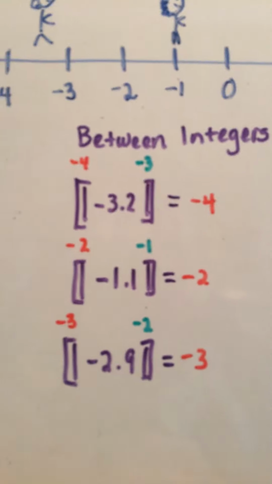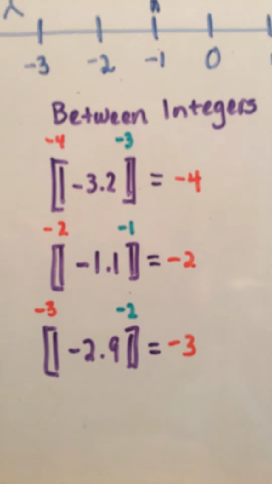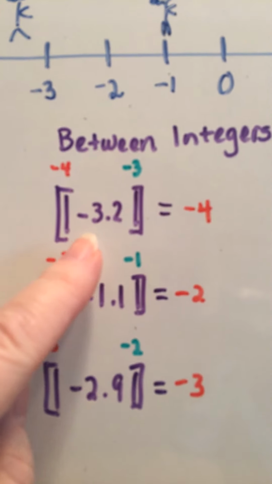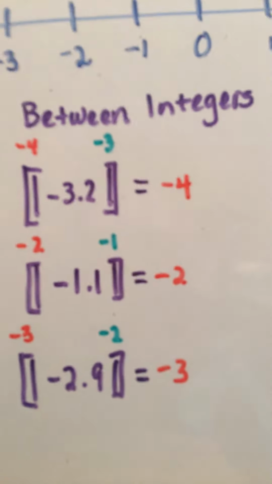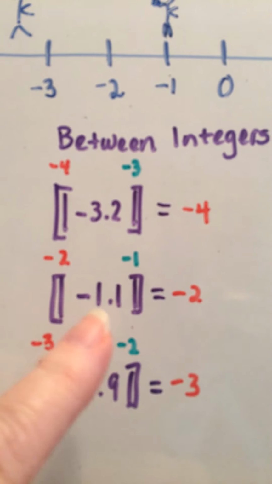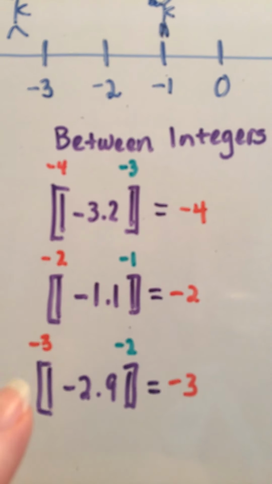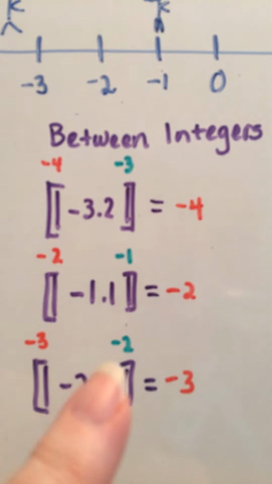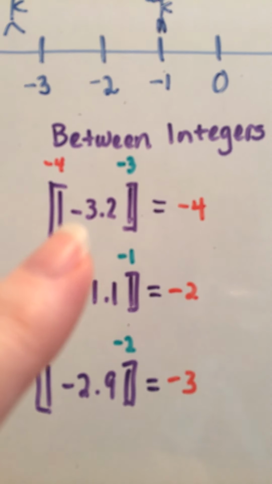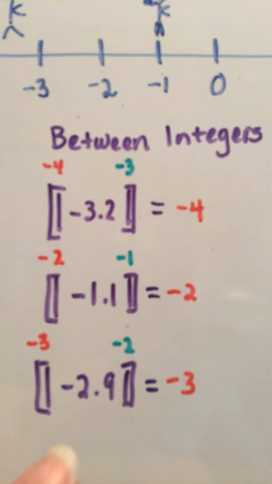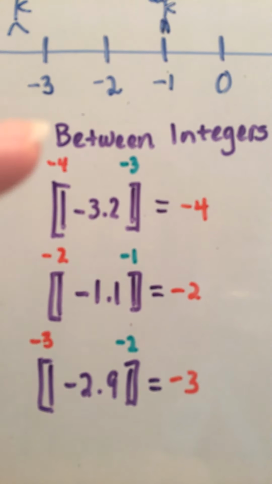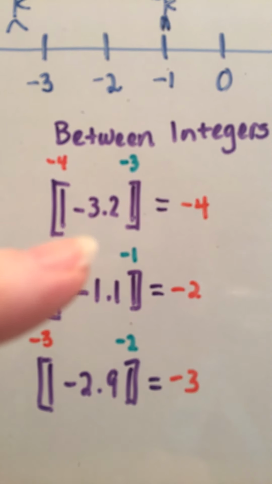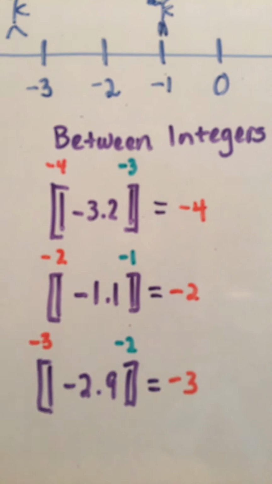But now when I do negative numbers, it's a little strange. What number is this between? It's between the number -4 and -3. This one is between -2 and -1. This one's between -3 and -2. Notice the greatest integer isn't the integer you see, but it's always going to be the one on the left, and when you're a negative number, it's always one smaller than the integer you currently see.